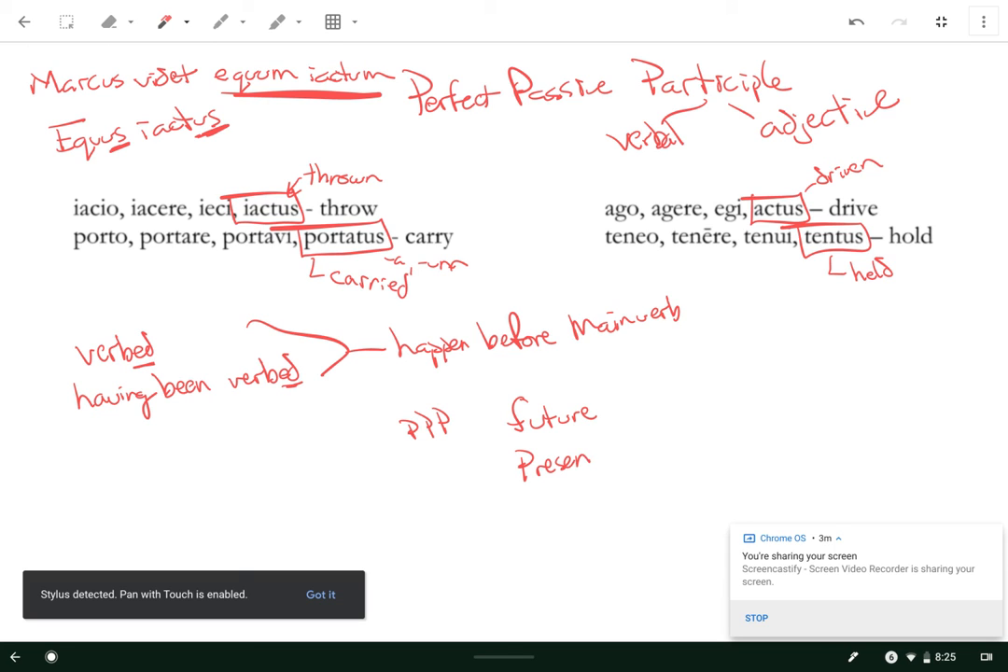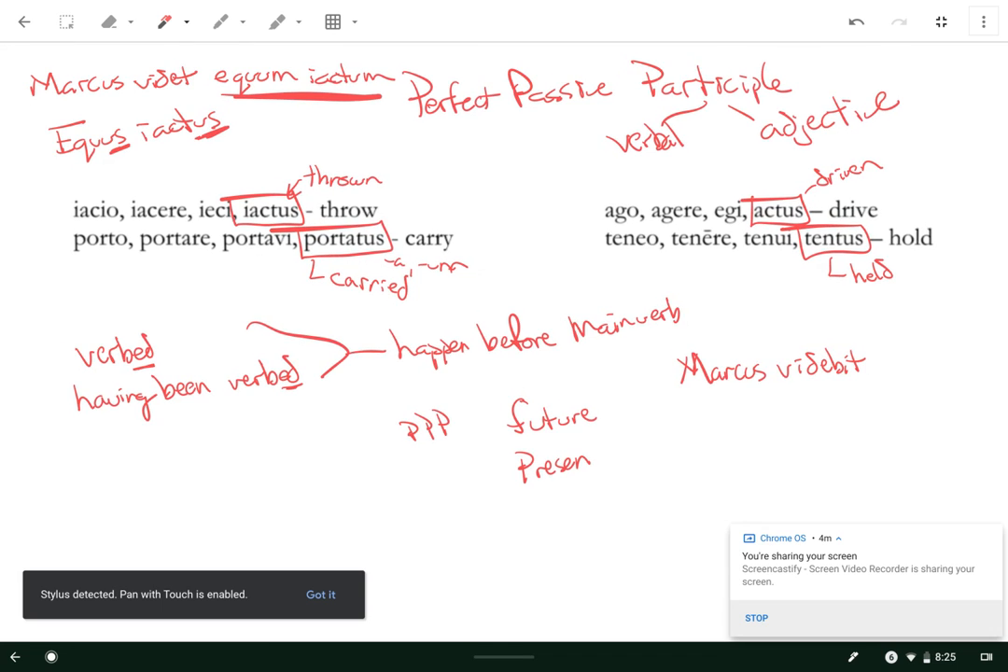So if I say Marcus will see the thrown horse, right? Let's say Marcus, now I'm saying videbit. Marcus will see, right, the horse having been thrown or the thrown horse. Notice it's still happening before the main verb. When was the horse thrown, right? Before Marcus sees it. Okay, it always, always, always happens before the main verb.